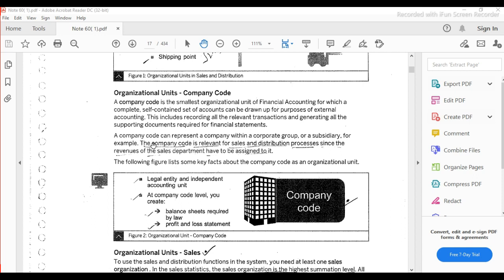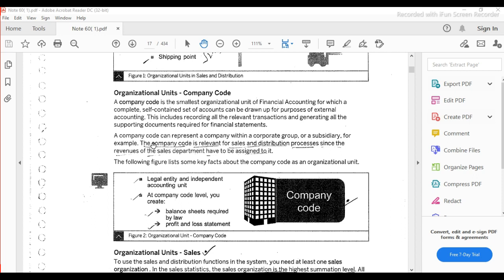Then we have the company code, which can represent a company within a corporate group. Under one company or one group of companies we can have n number of company codes, n number of companies. If we talk about Tata, it is a group of companies. Under Tata we have Tata Steel, Tata Telecommunication, then Tata Retail, and there are so many. These are all independent SBUs, meaning Tata Retail is a different company code, Tata Steel is a different company code, Tata IT service is a different company code.